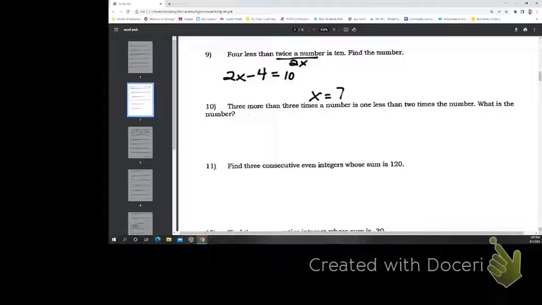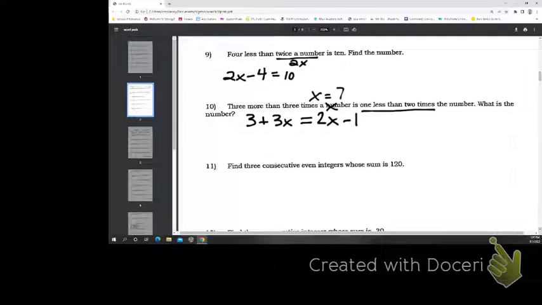In number 10, we end up with an equation that has multiple steps, not just 2 steps. 3 more than 3 times a number. Remember, a number, that's our x, is 1 less than 2 times the number. So same number, 2 times, 1 less than. So 1 less than means we're taking 1 away from the 2 times the number.